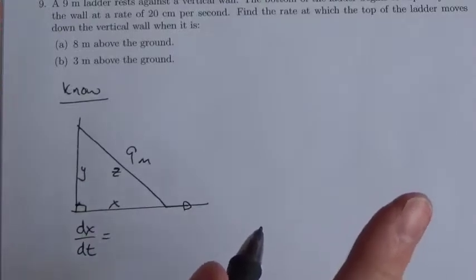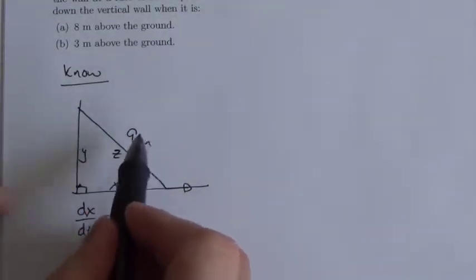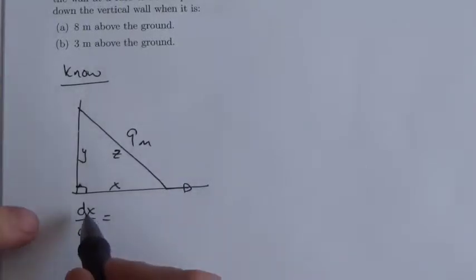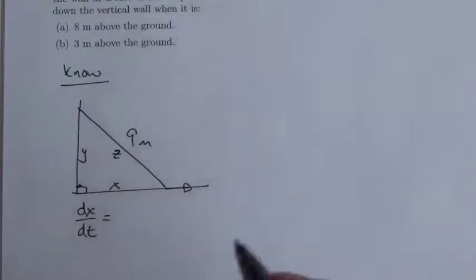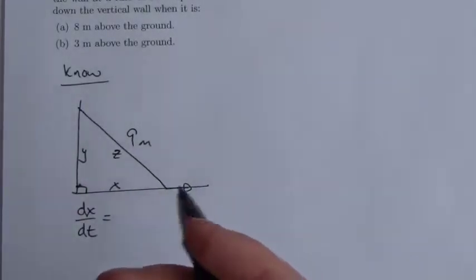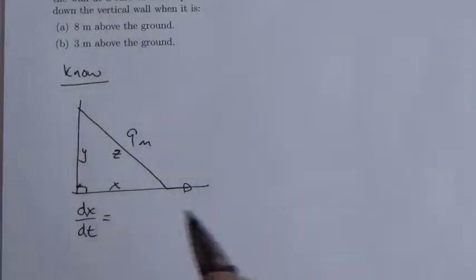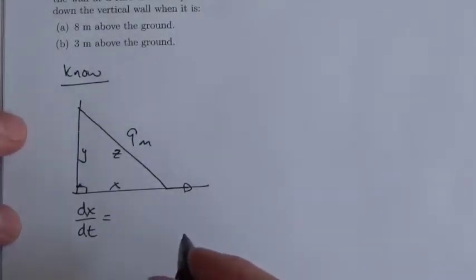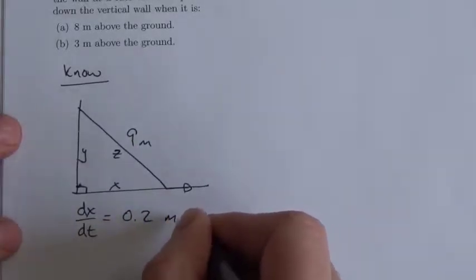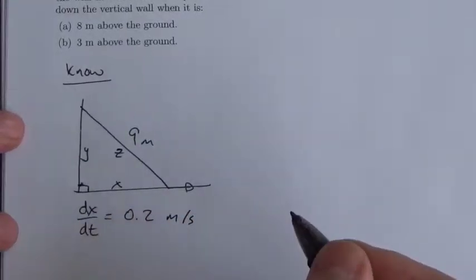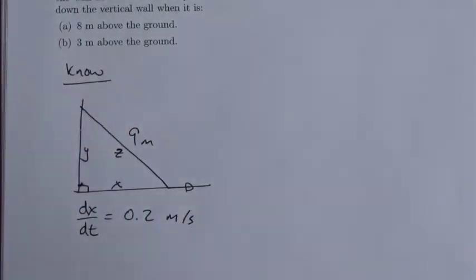Now, I have to be really careful about this because this is given to me in centimeters. I don't want to substitute later on in this equation dx by dt with 20 because that would imply 20 meters per second. So I need to make this 0.2 meters per second. Okay? Now this is in meters, and I'm good with that.